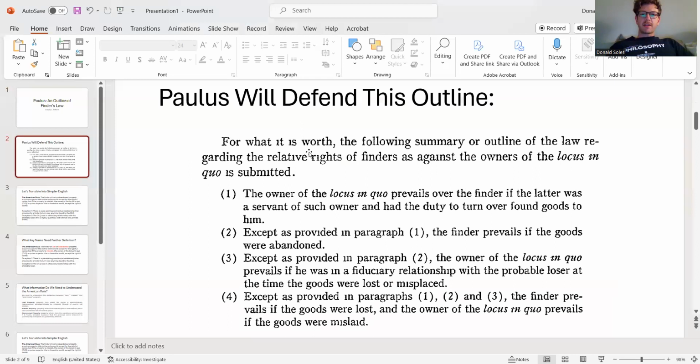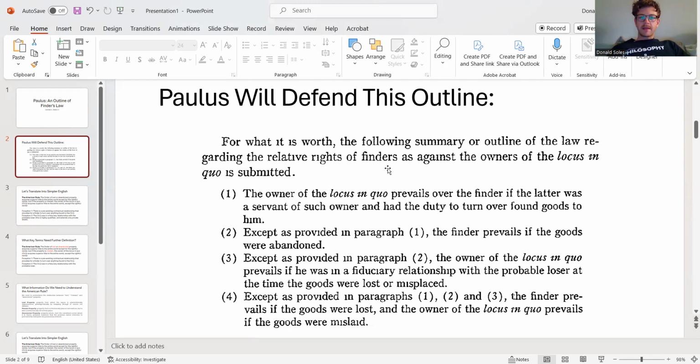Now, John C. Paulus gives us this summary of the law today, and I'm just going to read it to start off this video. He says, "Clause 1: The owner of the locus in quo prevails over the finder if the latter was a servant of such owner and had the duty to turn over found goods to him. Clause 2: Except as provided in paragraph 1, the finder prevails if the goods were abandoned.